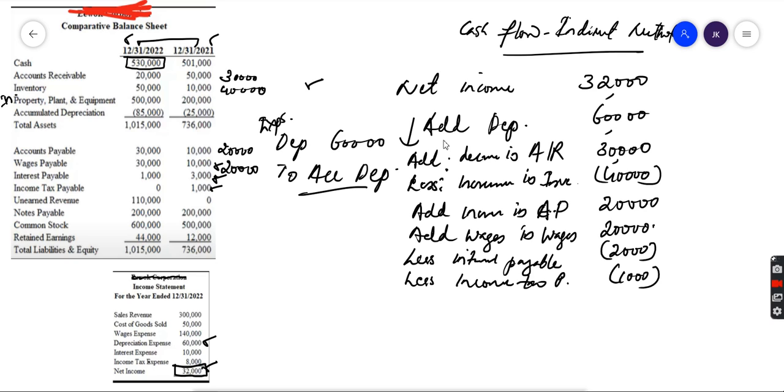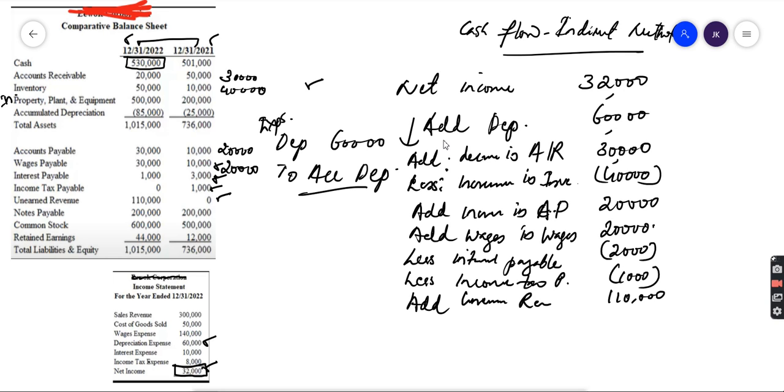There is something called unearned revenue. Unearned revenue was zero in 2021, but we have an unearned revenue of 22. So that's a current liability, increasing. So we will add that. Add unearned revenue 110,000. Pretty good. We're done with that. Notes payable, no change.